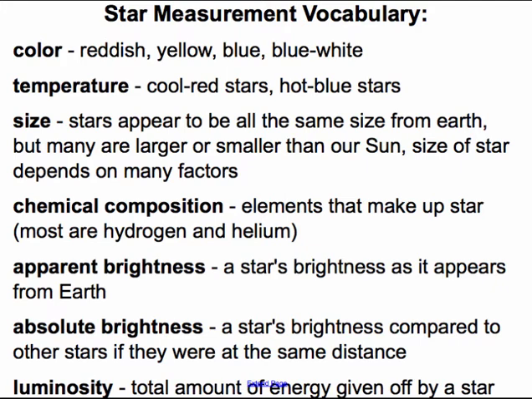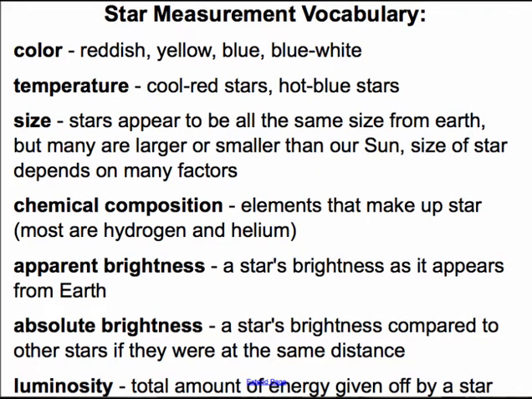The size of stars appear to be all the same size from Earth in most cases, but many are larger or smaller than our sun. The size of the star depends on many factors. We also have the chemical composition of stars, and there's different elements that make up stars. The vast majority of stars, though, like our star, are primarily made of hydrogen and helium.